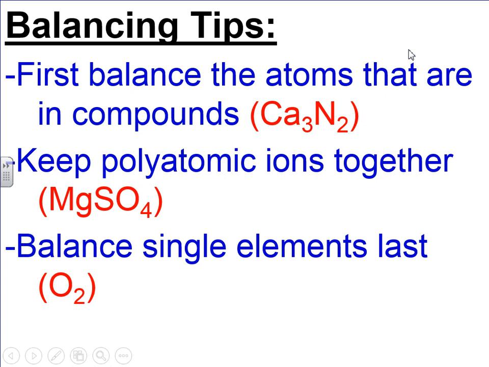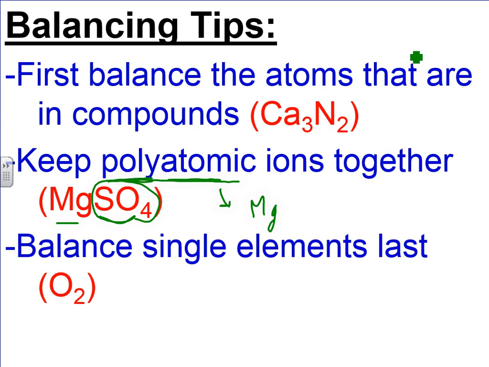So first, balance the atoms that are in compounds. If you follow these tips, you'll be able to solve the balancing problem quicker. But as you'll see, it's just a matter of practice. Second rule is keep polyatomic ions together. Now, a polyatomic ion, we may not have defined this. Poly means many, atom, so there are many atoms, and it's an ion. So here, if you take a look, this is magnesium, and this whole thing right here, SO4, is actually a polyatomic ion. The reason you know this is because magnesium has a +2 charge. So the whole group here of these atoms have to form a -2 charge to balance with magnesium's +2 charge.